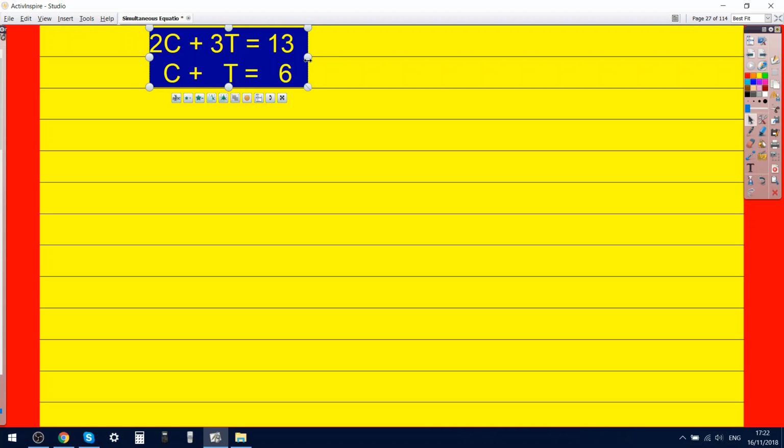Wouldn't you double it on the C side? Then you would basically get 2C. So basically, we do 4C on the top bit and then 2C on the bottom bit. The idea is that you get either the C is the same or the T is the same. So you could just double the second order. So what would you get?